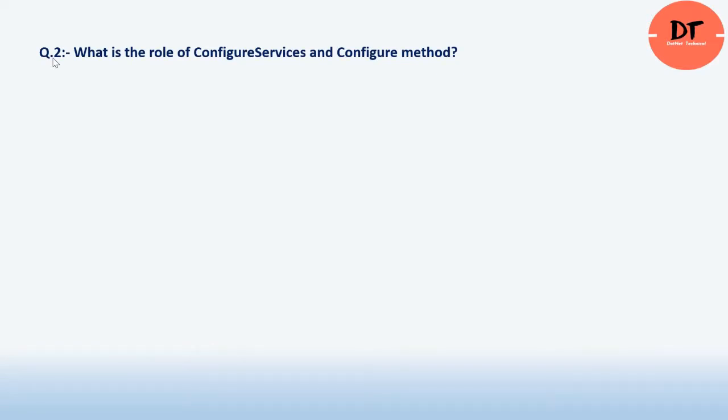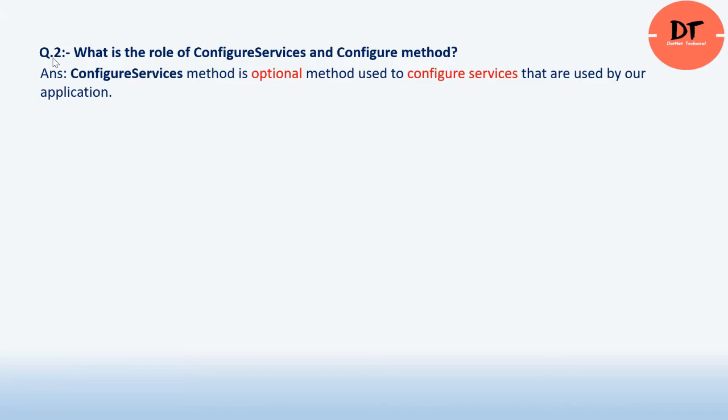Next one, what is the role of ConfigureServices and Configure method? ConfigureServices method is an optional method that is used to configure services that are used by the application. It is the place to add services required by the application. This method is called first when the application is requested for the first time.